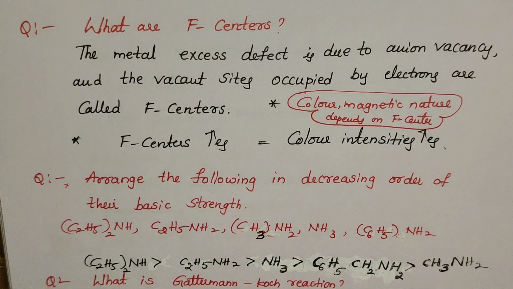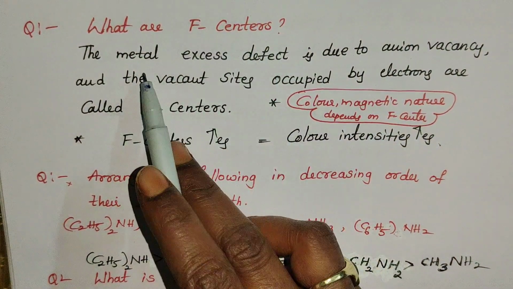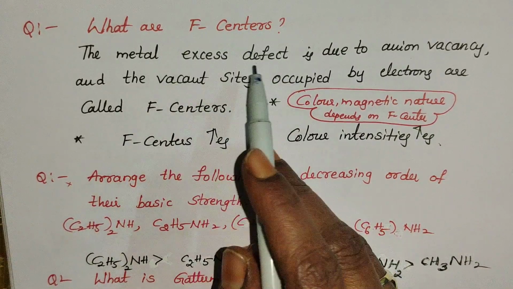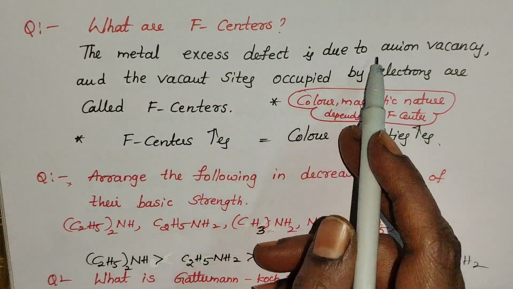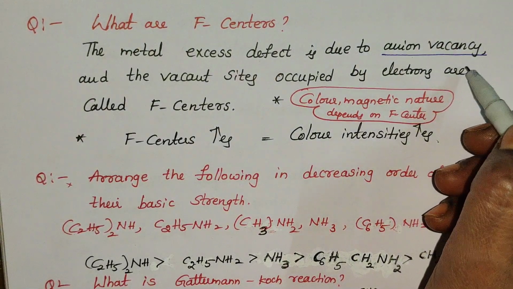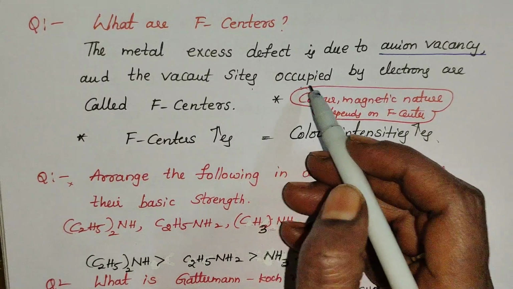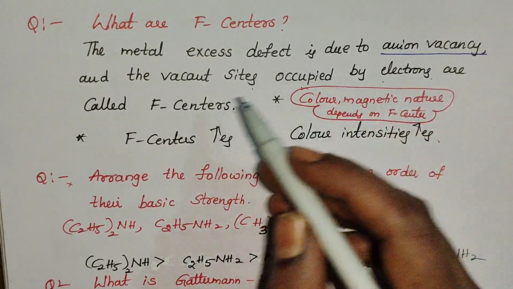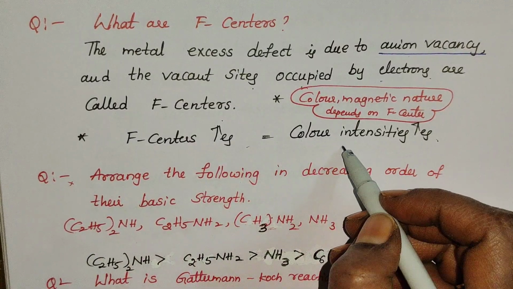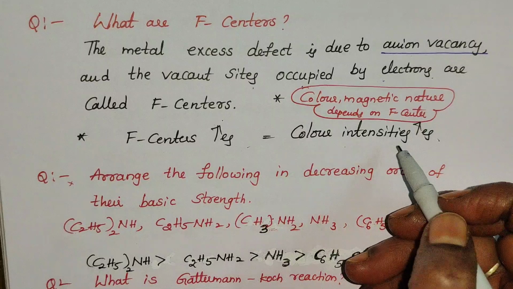Listen carefully, I don't want to waste your time. What are F centers? The metal excess defect. The metal excess defect is due to anion vacancy. Remember this point: anion vacancy is the main reason, and that anion vacant site occupied by electron is called F center. So when F centers are increased, color intensity and magnetic properties increase.